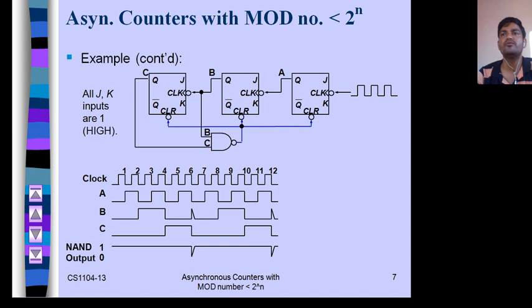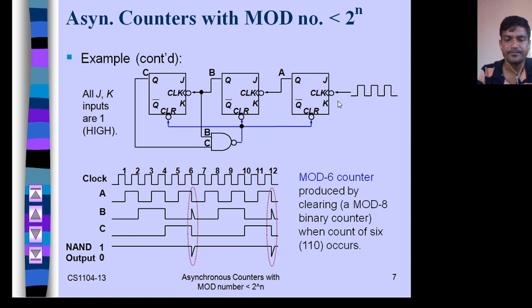Now suppose you have to implement mod 5. This is the same example. Mod 5 means 1 0 1. Now you will connect this output and this output to the input of the NAND gate. In this way you can implement any counter, any asynchronous counter which is not a binary counter, where N is not equal to 2 to the power n.